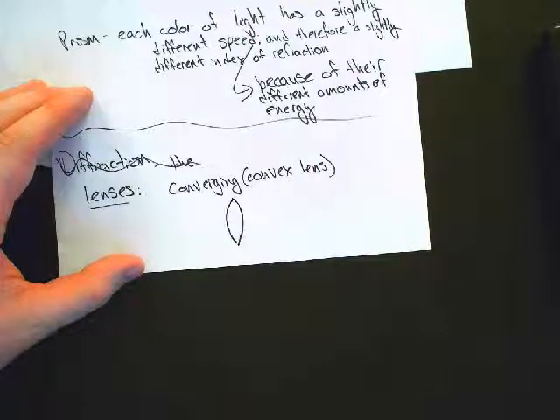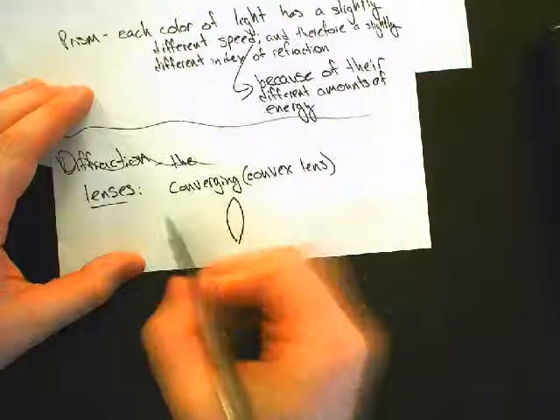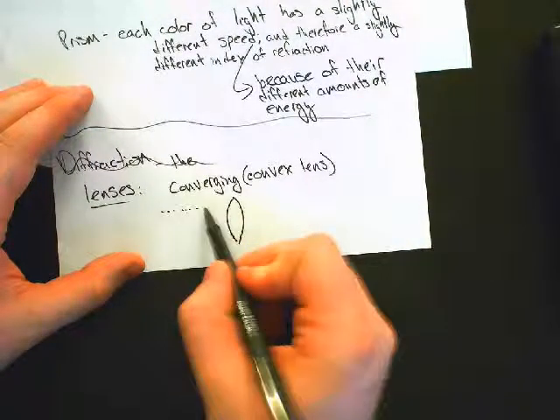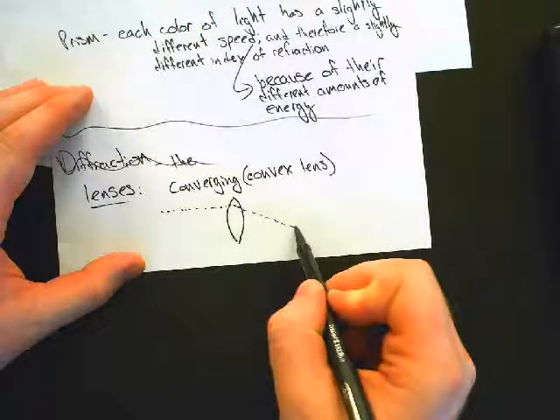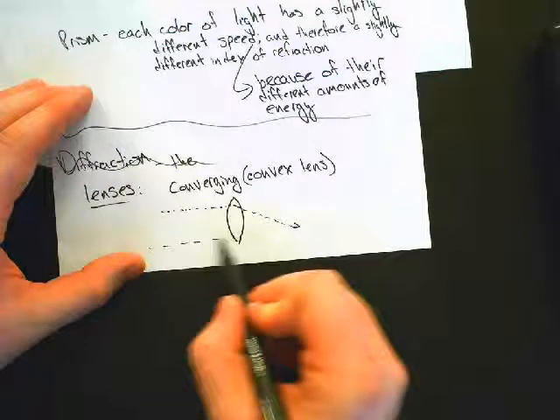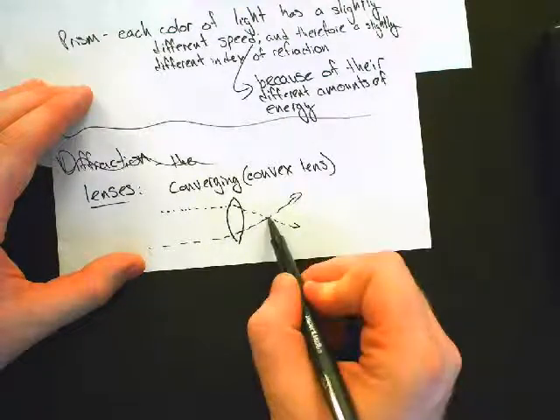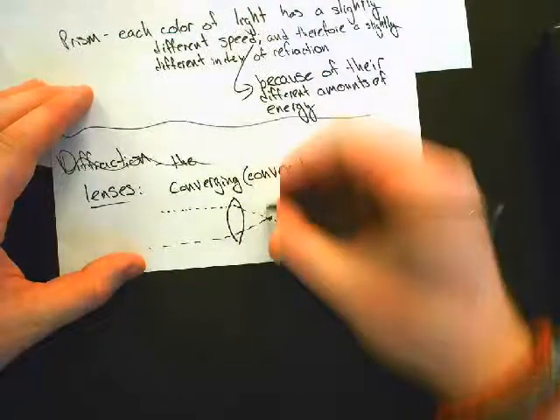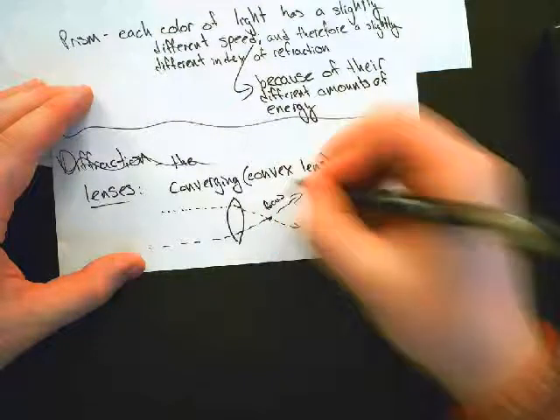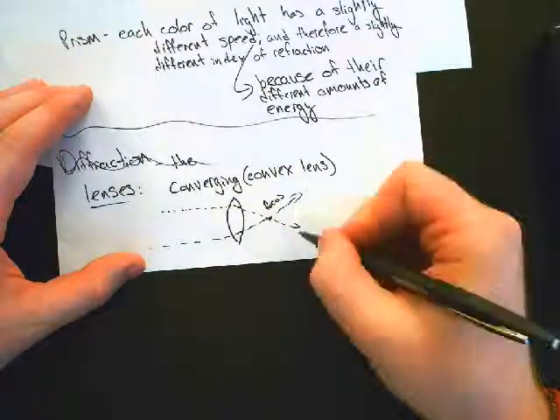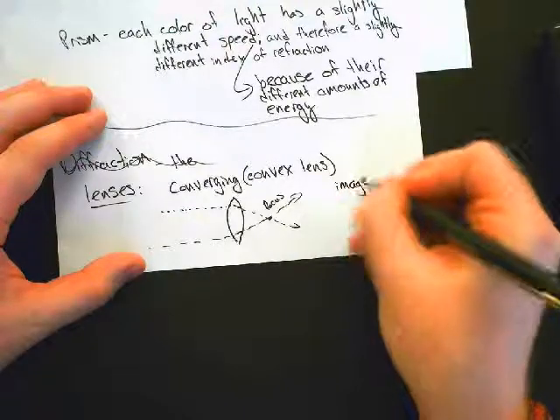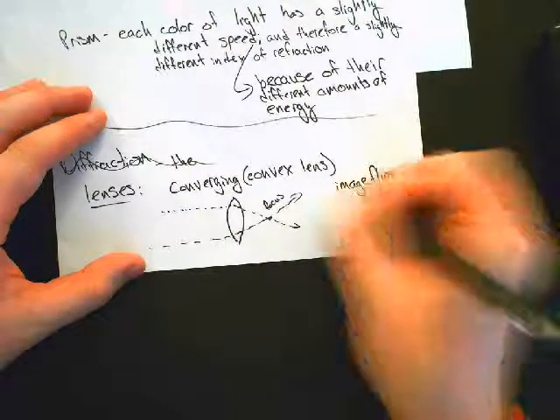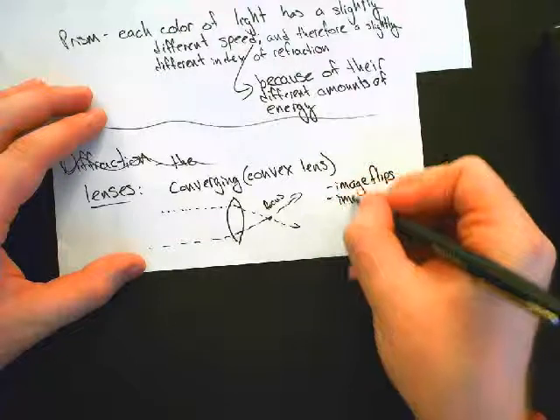Okay? When light or a wave passes through a convex or converging lens, light bends so that it crosses at some point. That point will be called a focus. Eventually, we get the image to flip on the backside. So image flips. Image is magnified.